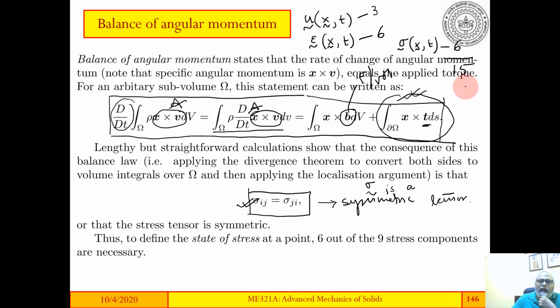How many equations do I have? I have an equation relating u and epsilon. So that's called the strain displacement relation, which is this. This is the strain displacement relation, and there are six of them. There are six such strain displacement relations. There are actually nine, but three are redundant because of the symmetry of the strain tensor.